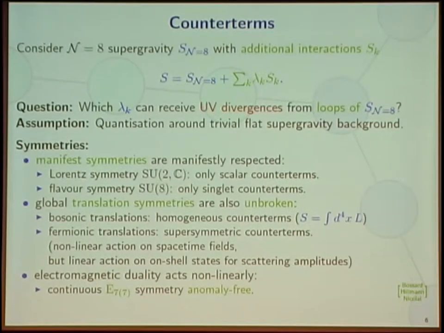So we can take the symmetries of this background into account. These are the manifest symmetries. They are manifestly respected, so there's really no doubt about them. Lorentz symmetry, flavor symmetry. That means if we talk about counterterms, these must be scalar and singlet counterterms.